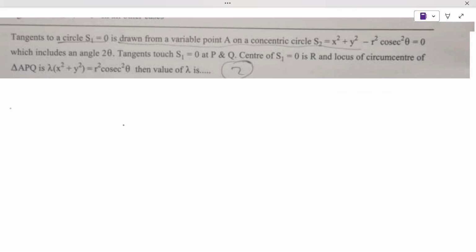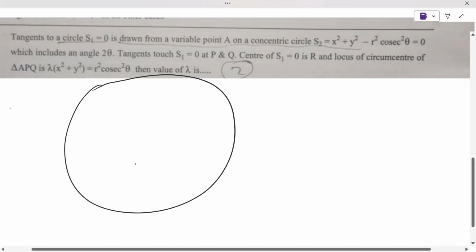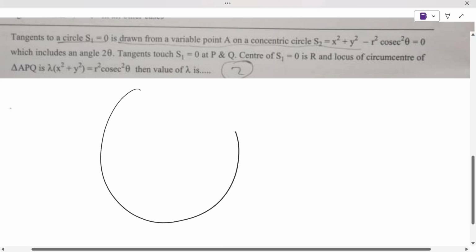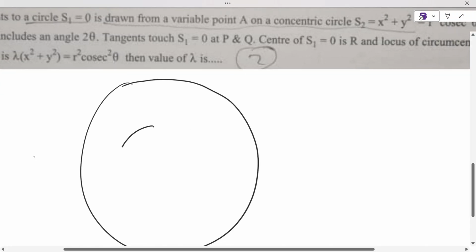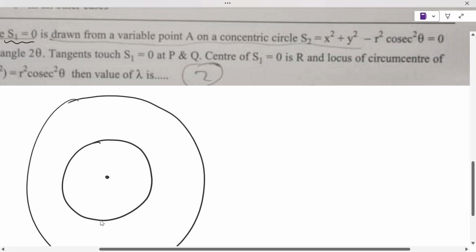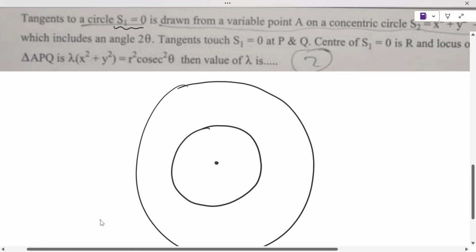So we have circle S1 equal to 0. Tangents to circle S1 equal to 0 are drawn from a variable point on S2. This is S2, a concentric circle, and tangents are drawn to the circle S1 equal to 0 from the variable point A on the concentric circle. So of course, from the outermost circle I can draw tangents.